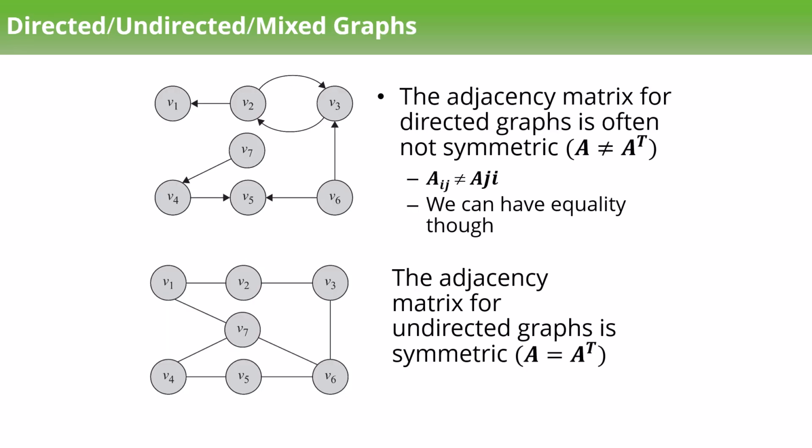So the next one is directed, undirected and mixed graphs. Relationships can be of different types. The first one is the directed graph. The relationship has a direction. Example, Twitter. I may follow a celebrity. The celebrity may not follow me. Hence the arrow goes only in one direction.